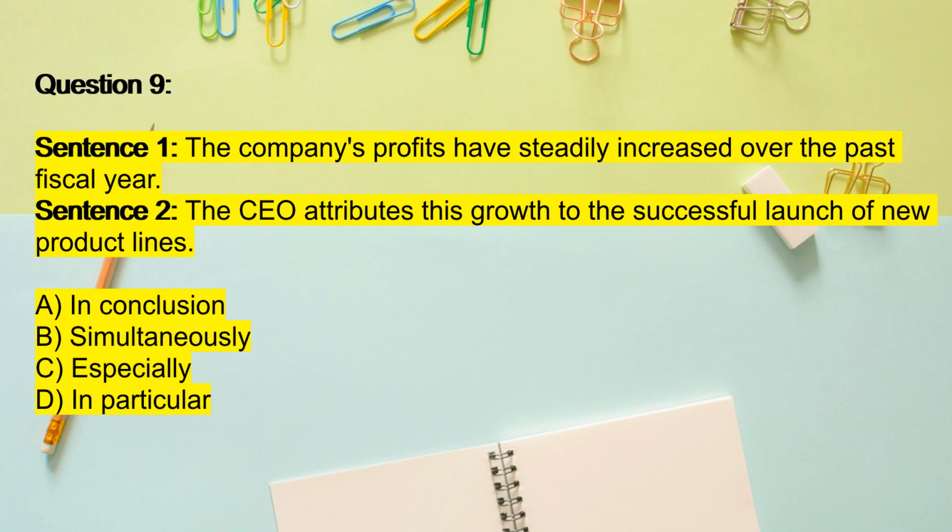Question 9. Which transition word would best connect the two sentences? Sentence 1. The company's profits have steadily increased over the past fiscal year. Sentence 2. The CEO attributes this growth to the successful launch of new product lines.